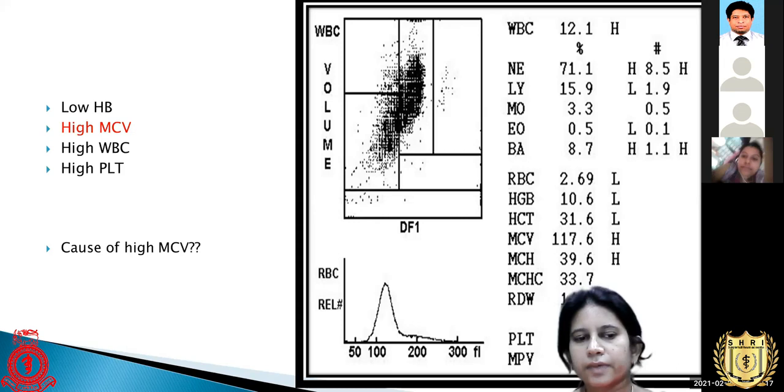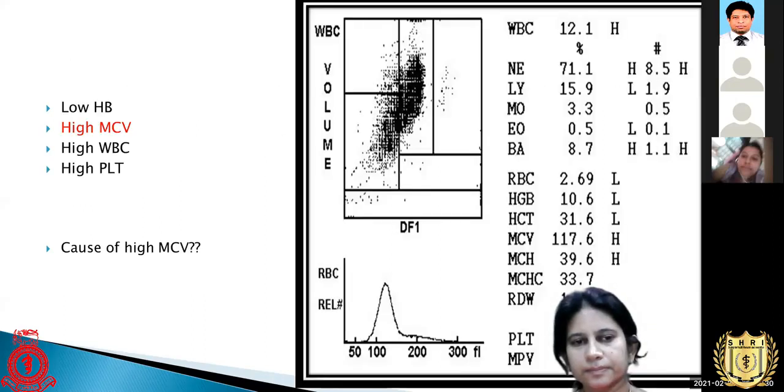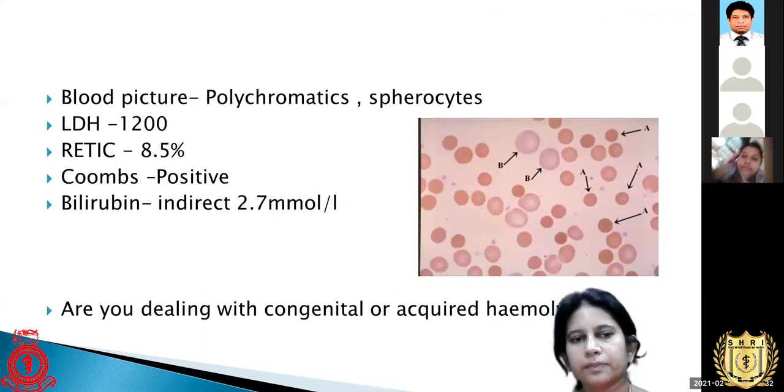So what is the cause for high MCV in this patient? You go back to the history, you can get some points. Patient is jaundiced. There's a palpable spleen. So what is the cause for this high MCV? Blood picture reported as polychromatics and spherocytes. So these polychromatics are the cause for this high MCV.